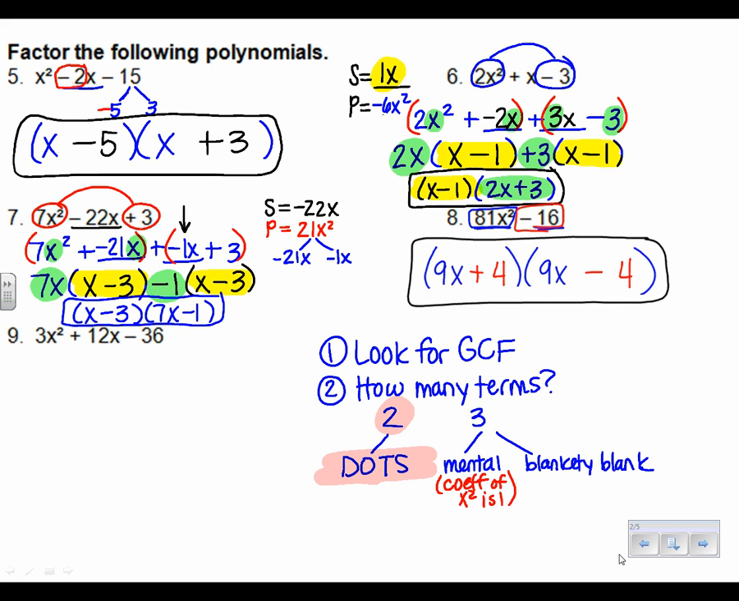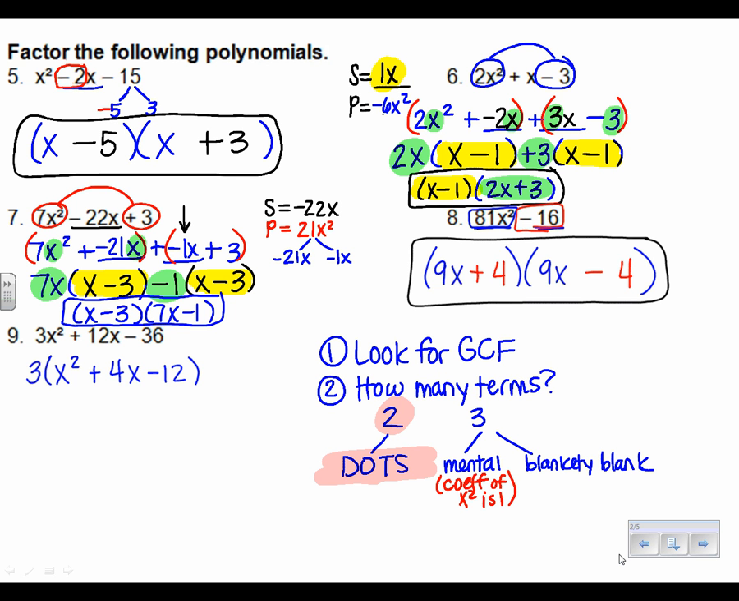Okay, last one in this section on factoring is number 9. Step 1, I look for a GCF: 3, 12, and 36. Aha, I see that they all have a factor of 3 in common. They don't all have an x, so all I can do is pull out the 3, and I'm left with x squared plus 4x minus 12.